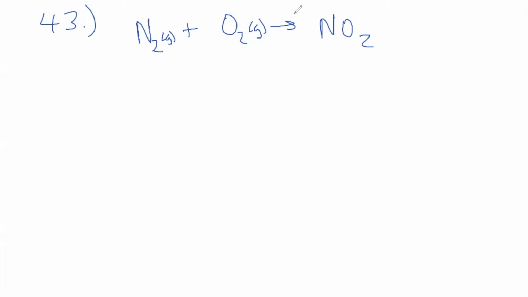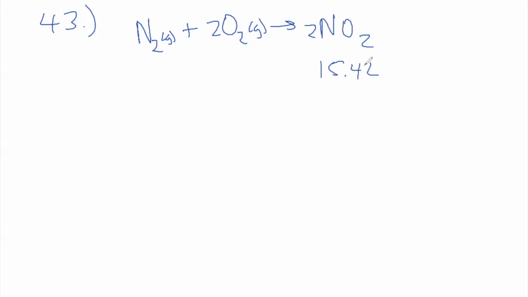So we would now balance it. So we put 2 in front of here to get 4 O's. We have 2 N's on both sides. Okay, so that's a balanced equation. And they're telling us that we have 15.4 liters of NO2 produced, and they're asking how many liters of nitrogen gas and oxygen gas are required.